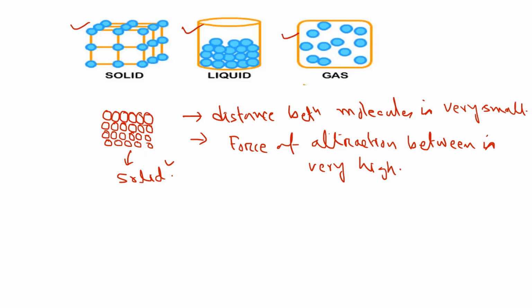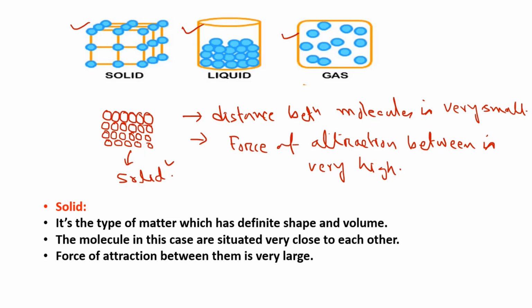So solid means the distance between the two molecules is very small and the force of attraction is very high. What is the property of the solid? It is the type of matter which has definite shape and volume. Why? Because the distance between the molecules is very small, that's why it creates definite shape and volume. The next is that the molecules are situated very close to each other. Why? Because the force of attraction between the two molecules is very high, and due to this the molecules are very close to each other. So this is basically the property of the solid.